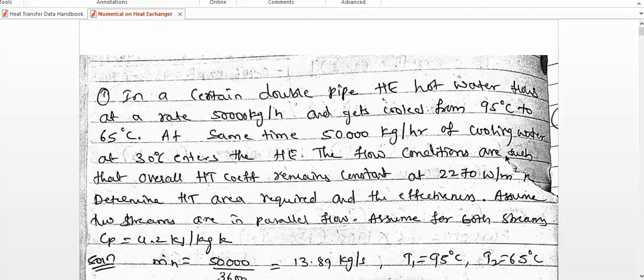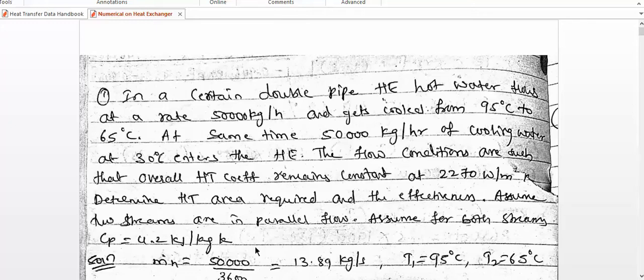The flow conditions are such that the overall heat transfer coefficient remains constant at 2270 watt per meter square Kelvin. Determine the heat transfer area required and the effectiveness. Assume the two streams are in parallel flow. Assume for both streams specific heat Cp is equal to 4.2 kilojoules per kg Kelvin. So this is the problem statement.